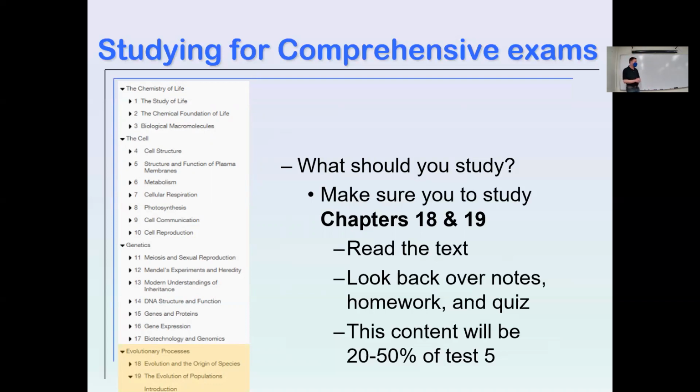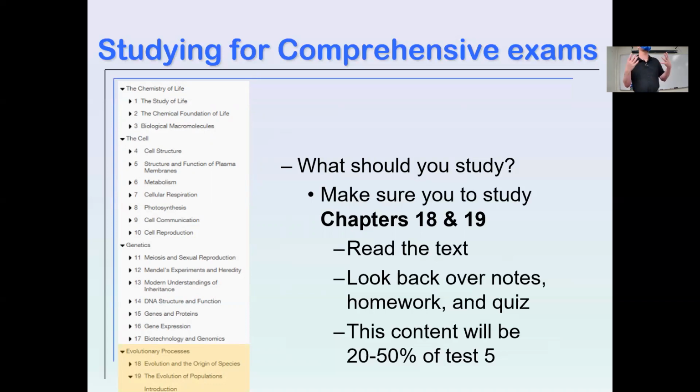Right? But no more, I assure you, no more than 50% of the points will come from these two chapters. Right? So it's still significant. You can't blow off these last two chapters. Just again, that's kind of what we're looking at. Okay. So let's look at the other.